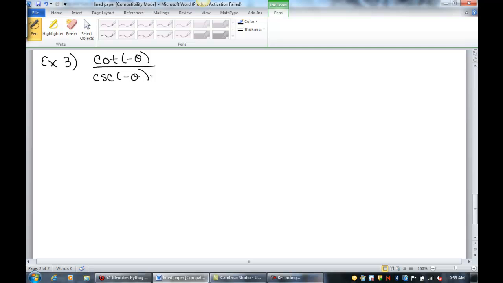Okay, so the first thing that I'm thinking to myself when I look at this is I know what cotangent and cosecant are equivalent to, and I could replace those. So I think that I'm going to start by doing that. I know that cotangent is cosine over sine, and since it's negative theta, I have to make sure that I include that. And I also know that cosecant is 1 over sine.